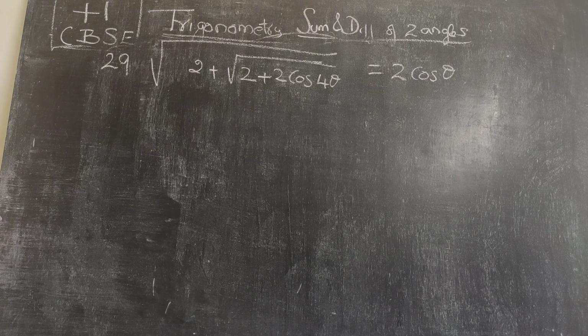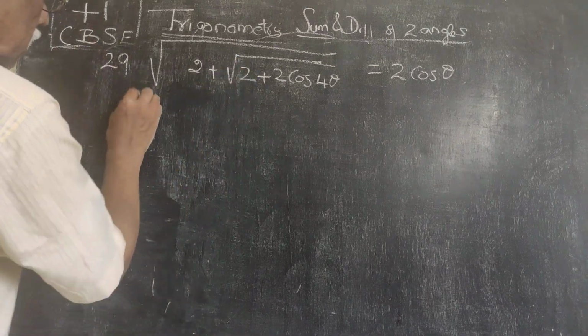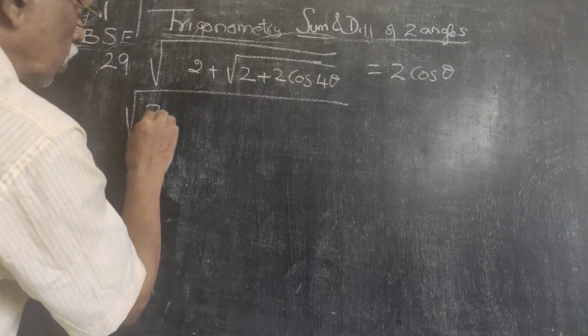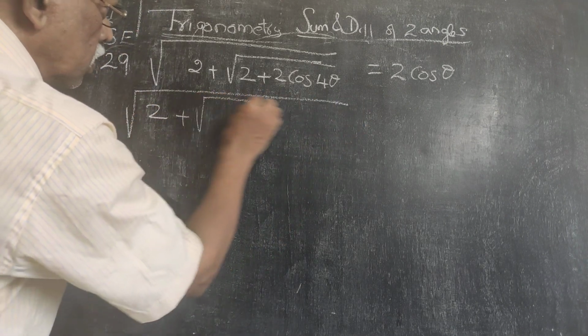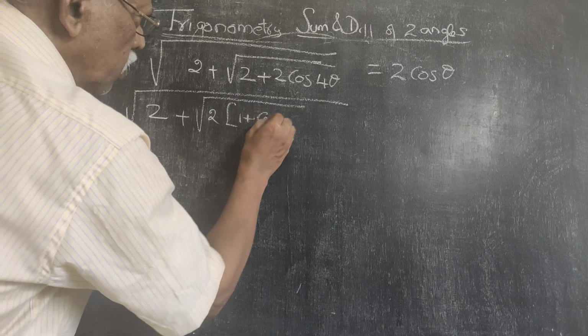At first outlook, it seems to be a difficult one, because there is a square root, and within that again a square root, and the answer is very simple: 2 cos theta. So don't be afraid, you just apply the formula which you know. So now this is done. Let it be there, 2 you take out, you have 1 plus cos 4 theta.